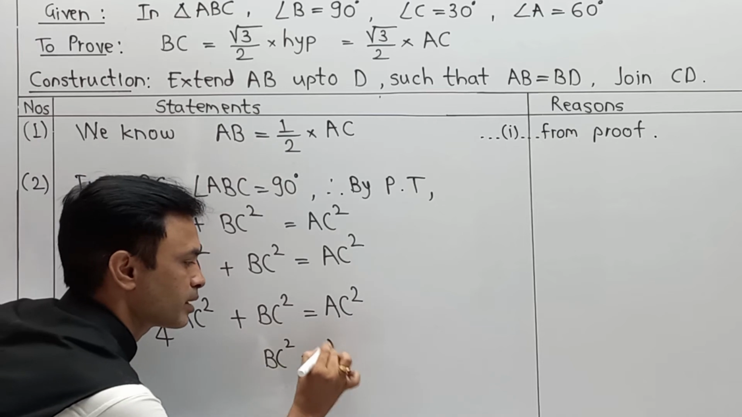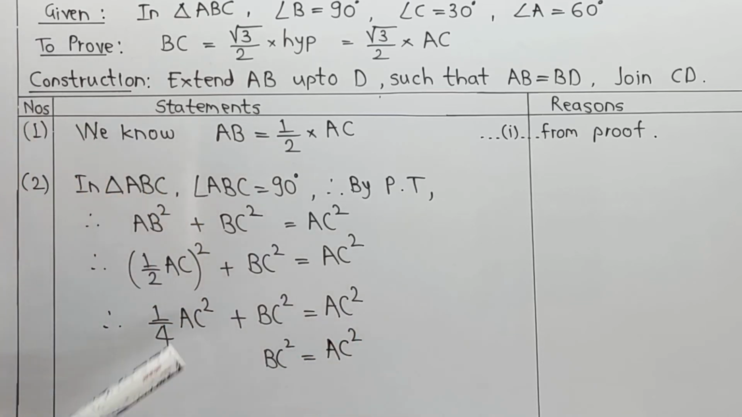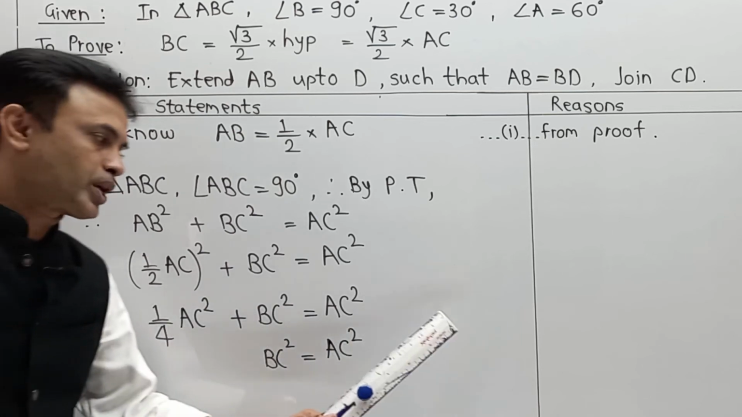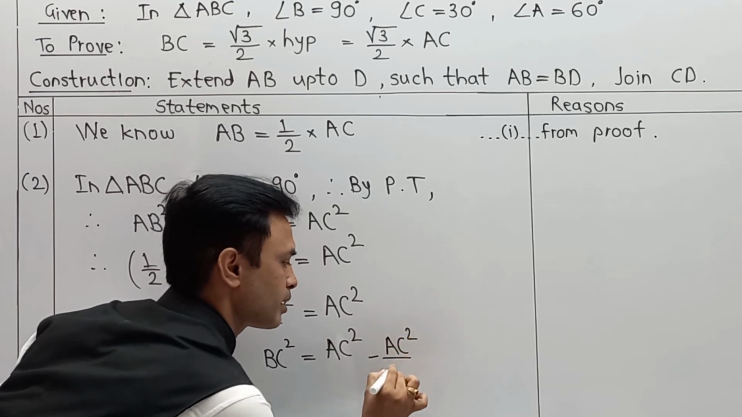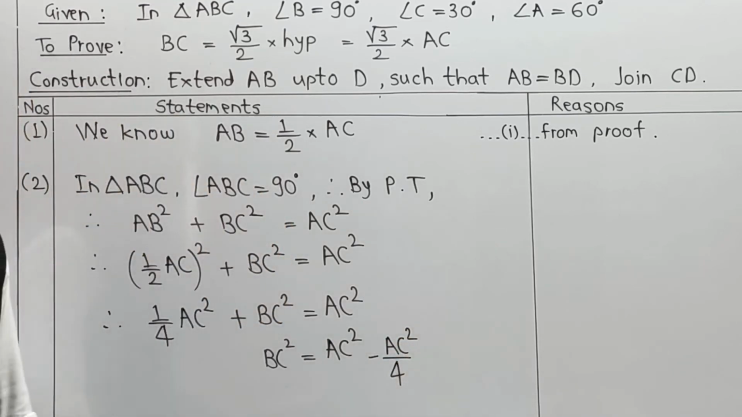BC square is equal to AC square into 1, AC square divided by 4. It is positive, so when it goes to that side it becomes minus AC square by 4. Hope so. Up to this step, no student has a problem.